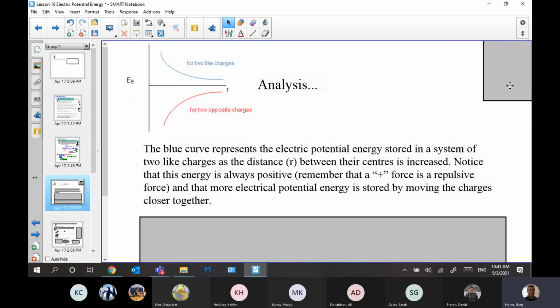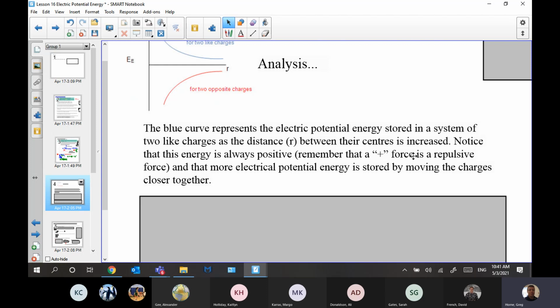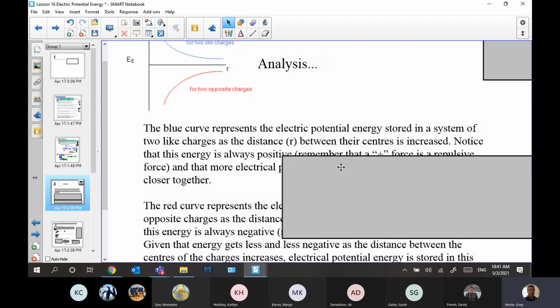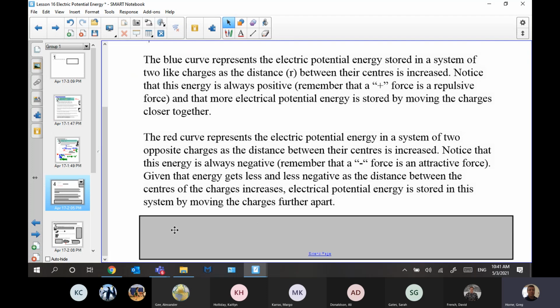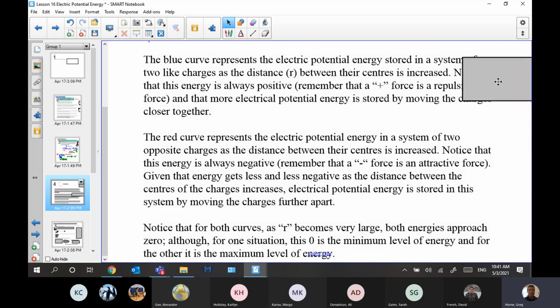This is just a recap of it, but the blue curve represents the electric potential energy stored in a system. Notice the energy is always positive. The positive is a repulsive force. And the red curve represents the electric energy, and it's always a negative force, negative energy. Down at the bottom here, I'll just point out that as r becomes very large, they're both approaching zero, no energy at infinity. This is just a summary of what I've already looked at.